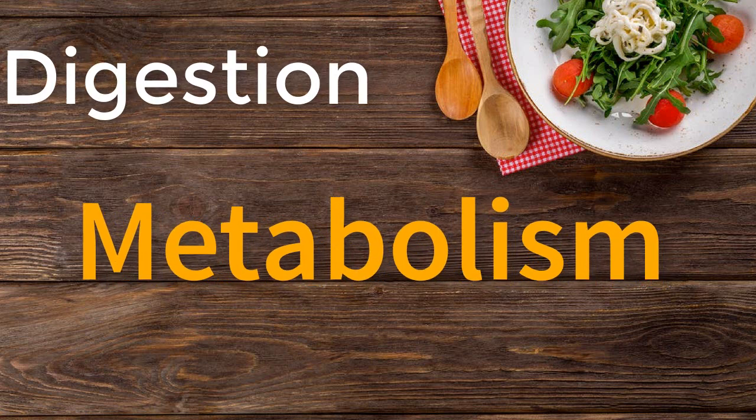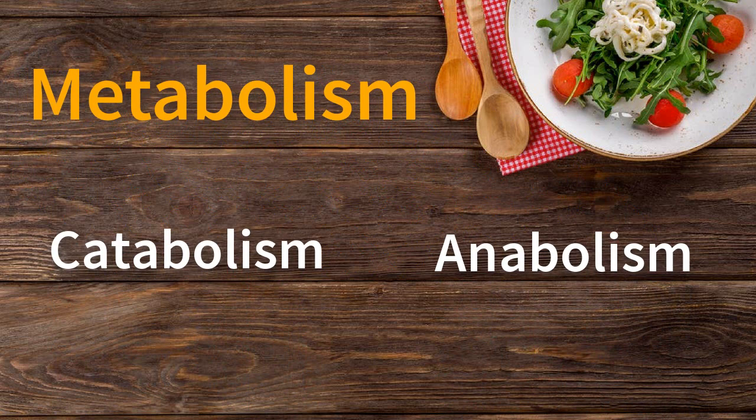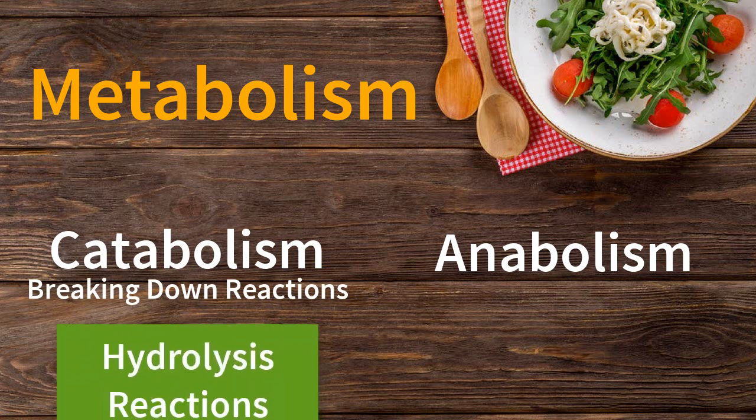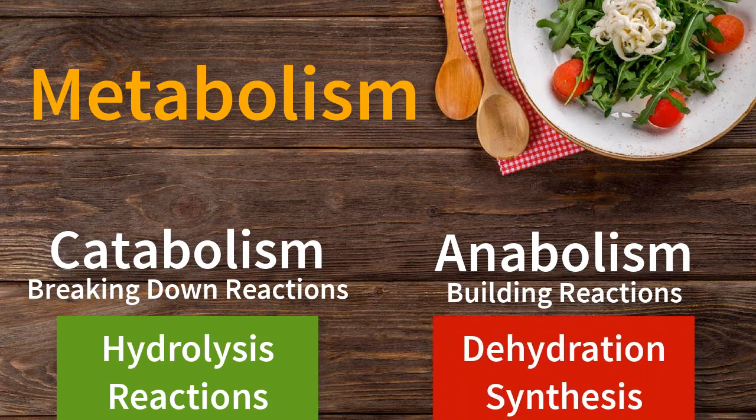Metabolism is divided into two parts: catabolism and anabolism. Catabolic reactions break down nutrients. They're also known as hydrolysis reactions. Anabolic reactions are building reactions. They take the product of catabolic reactions and build them into materials that the body can use. They are also called dehydration synthesis reactions.